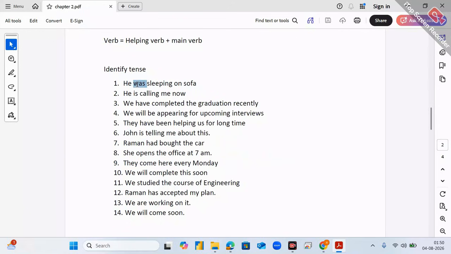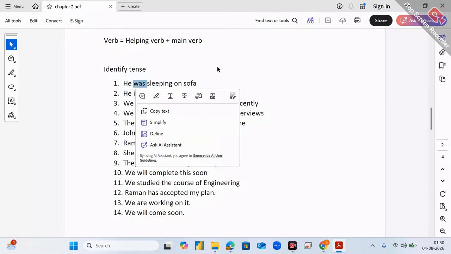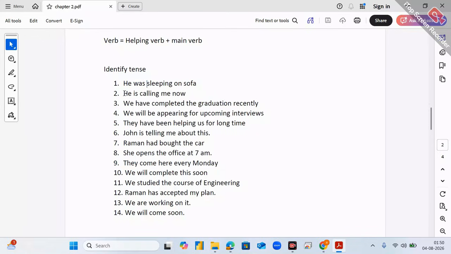It is was, right? And the ing form is there, so this is continuous tense. This is the answer, right? Continuous. But which continuous tense? It is the past continuous tense. Okay, continuous past. Next is he is calling, right?